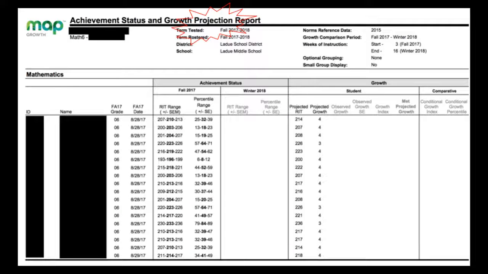Notice the boldface scores are the student's actual score, and notice the projected growth, what we hope they'll attain next assessment.